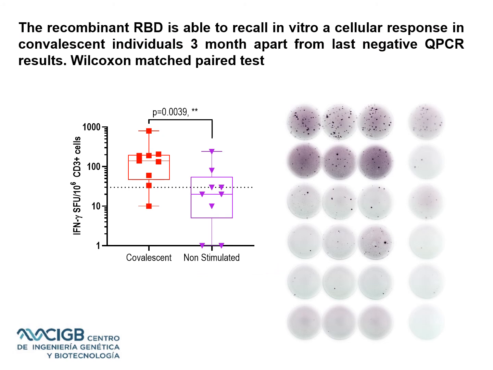Then we also showed the capacity of the RBD, the receptor binding domain, expressed in yeast to induce cellular response, interferon gamma secretion in ELISpot, with lymphocytes purified from peripheral blood of convalescent people. So the recombinant antigen was able to induce cellular response in lymphocytes from convalescents with at least 3 months since their release from the hospital.